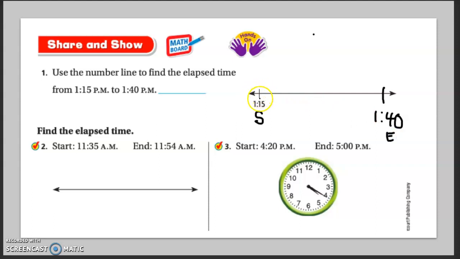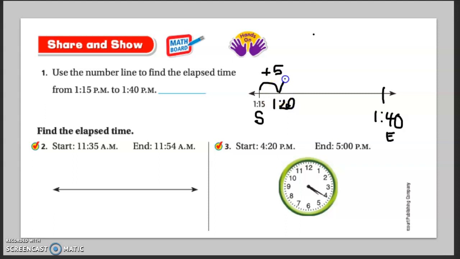So again, the elapsed time is how much time passed between the start to an end of an activity. So since I'm starting by 15s, we can skip count by 5s, we can skip count by 10s, we can skip count by 20s, 30s. It really is up to you what you feel comfortable with. So let's go ahead and skip count by 5s since it starts at 1:15. So I'm going to do one jump of plus 5. So if I add 5 minutes to that, my new time is going to be 1:20.